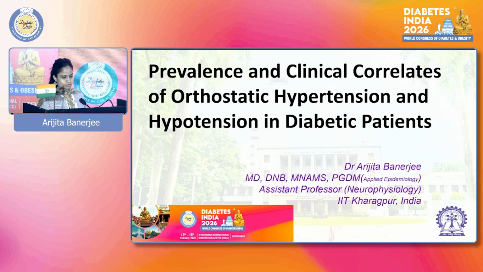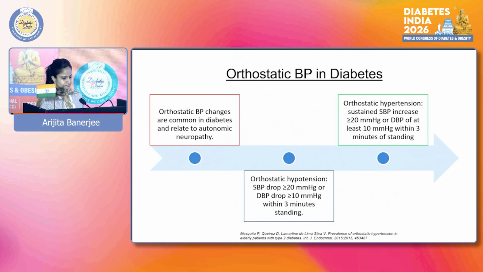Today my topic is prevalence and clinical correlates of orthostatic hypertension and hypotension in diabetic patients. As we can see, orthostatic blood pressure changes are usually common in diabetes, and this is mostly related to autonomic neuropathy.